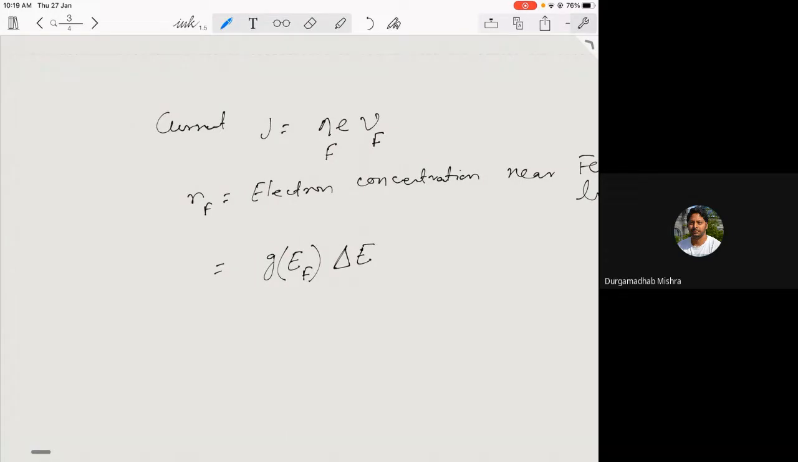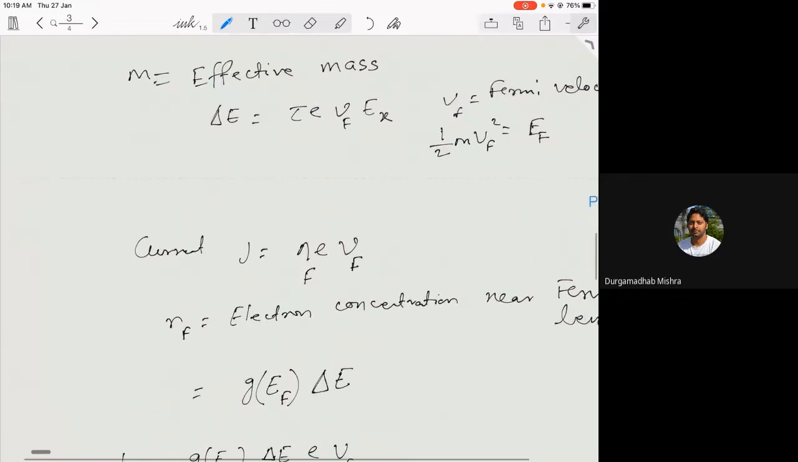And so you can then calculate the current, which is G E of F delta E into E of F. And delta E we just calculated. Delta E is, this is delta E.